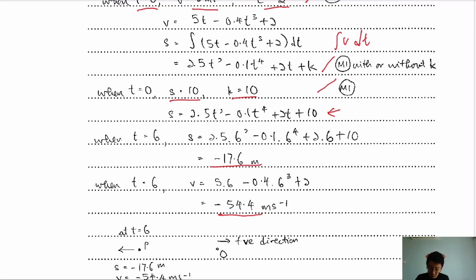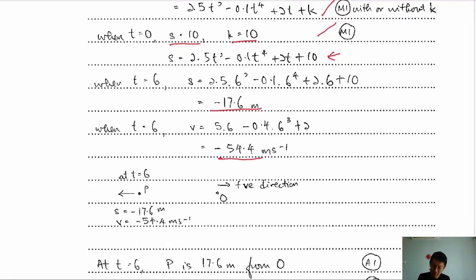So what happened in this situation is that this is our point O, and when t is equal to 6, our particle P is here, because this is the positive direction and this is the negative direction. So s equal to negative 17.6 means the P at that time is at the left of our O, and the negative of the v indicates that it is moving in the negative direction. So it is moving like this, in the negative direction. So it means it is moving away from O when t is equal to 6.